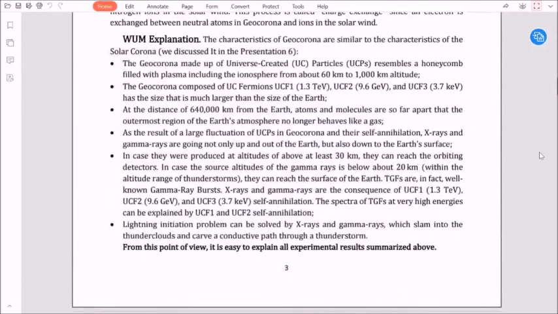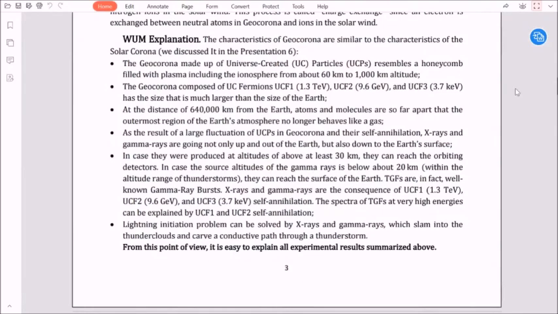Warm explanation. The characteristics of geocorona are similar to the characteristics of the solar corona. We discussed it in the presentation 6. The geocorona, made up of universe-created particles, resembles a honeycombed field with plasma, including the ionosphere from about 60 kilometers to 1,000 kilometers altitude. The geocorona, composed of UC fermions UCF1, UCF2, UCF3, has the size that is much larger than the size of the Earth.